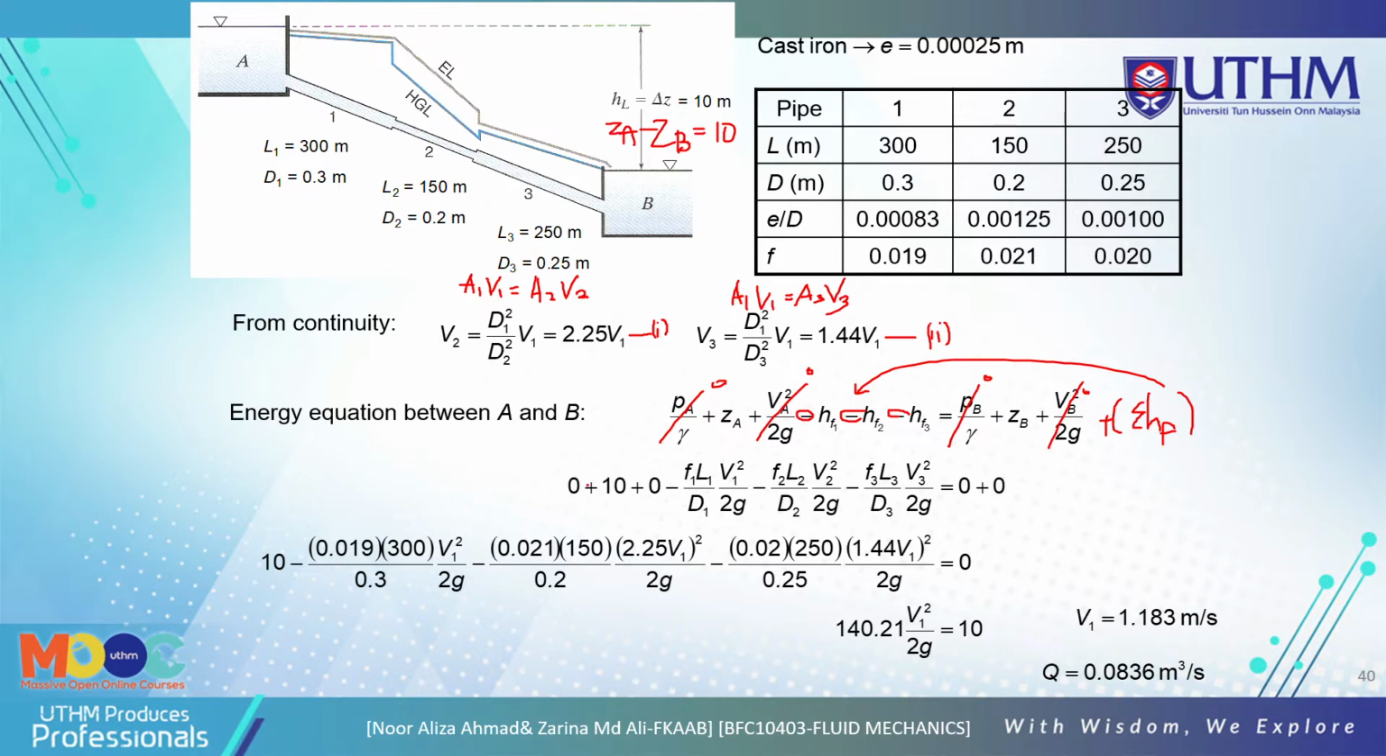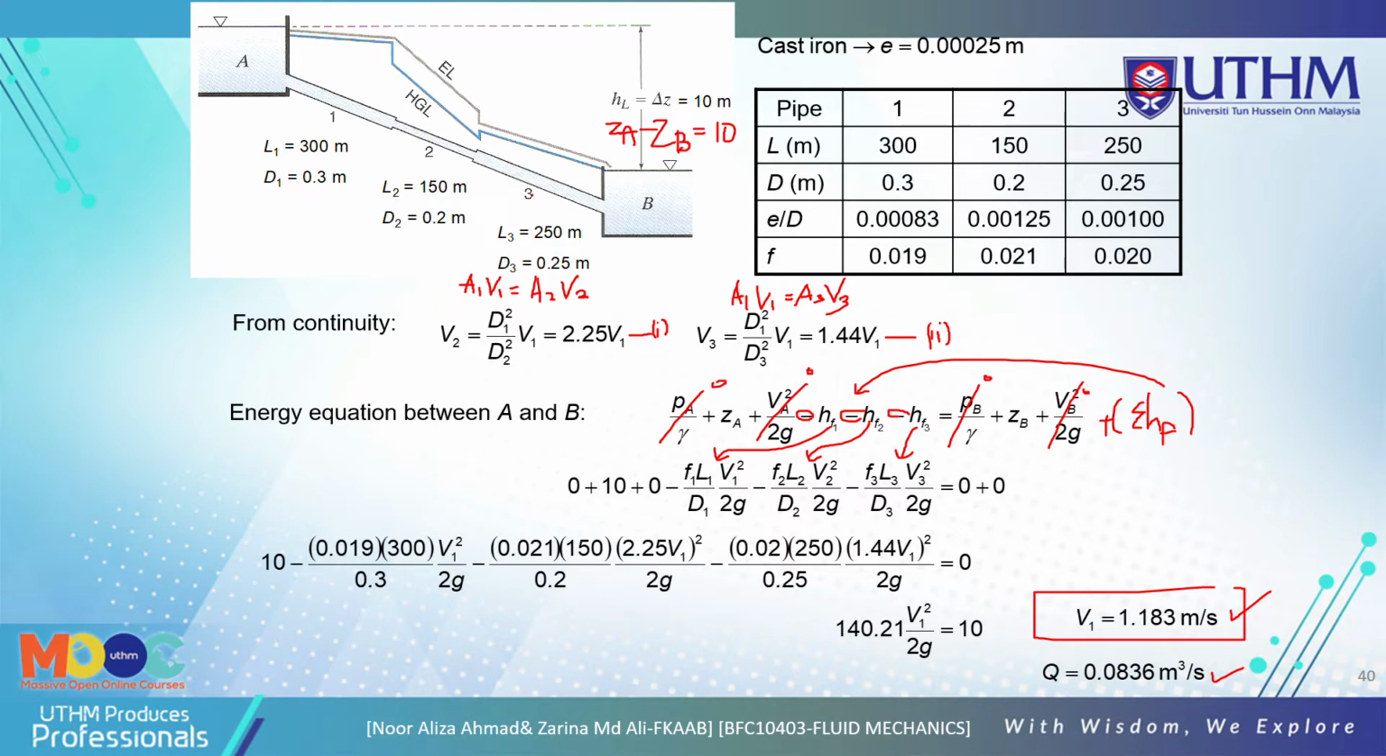The HF1, HF2, and HF3 are based on this formula and this formula. Then you put all the values L, D, F in, solve this formula, and you get velocity 1 is 1.183 meters per second. You get Q from Q equal to A1 V1, so you get the value of Q. Okay, so this is the step by step calculation for three pipes in series.